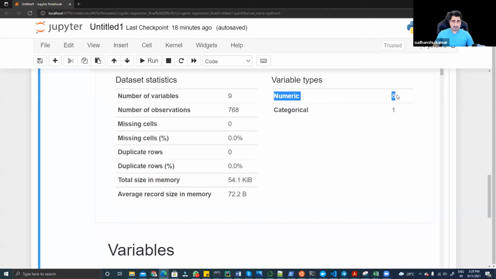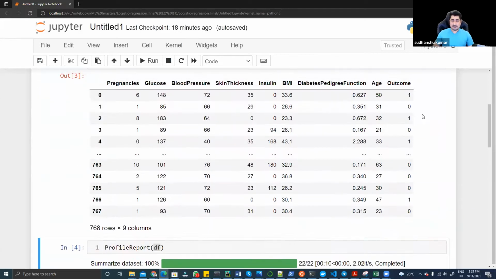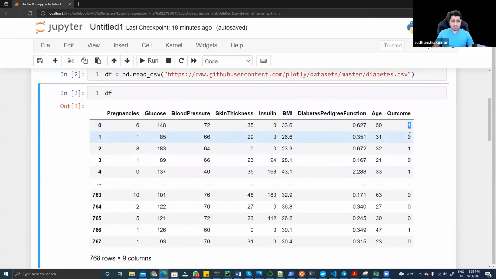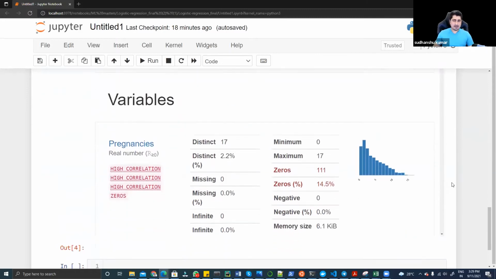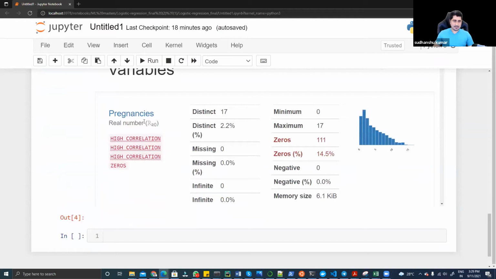Numeric data set wise, we have a total of 8 numeric columns, and one column is categorical. Yes, again, it's completely visible. So this is the categorical one, and these are the categorical values that we have over here. These are just very basic observations that we have.